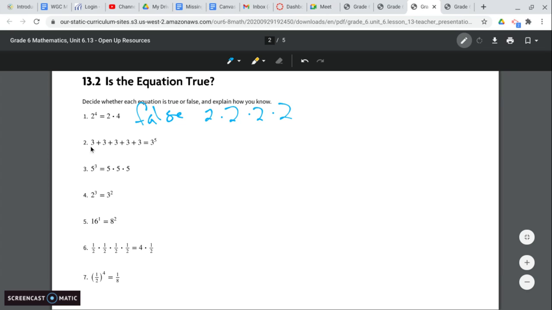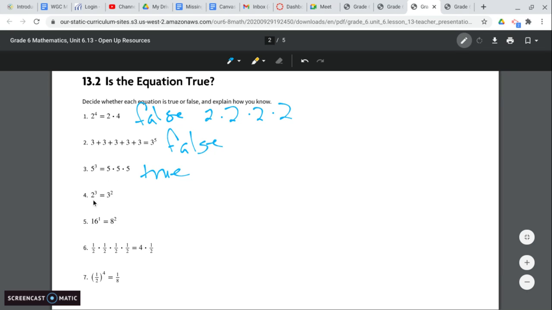All right, here we have 3 plus 3 plus 3 plus 3 plus 3. So we've got 5 threes. Does that equal 3 to the fifth? No, it doesn't. Remember, exponents mean we're multiplying. So this is false. What about this one? 5 to the third equals 5 times 5 times 5? Yes, that is true.